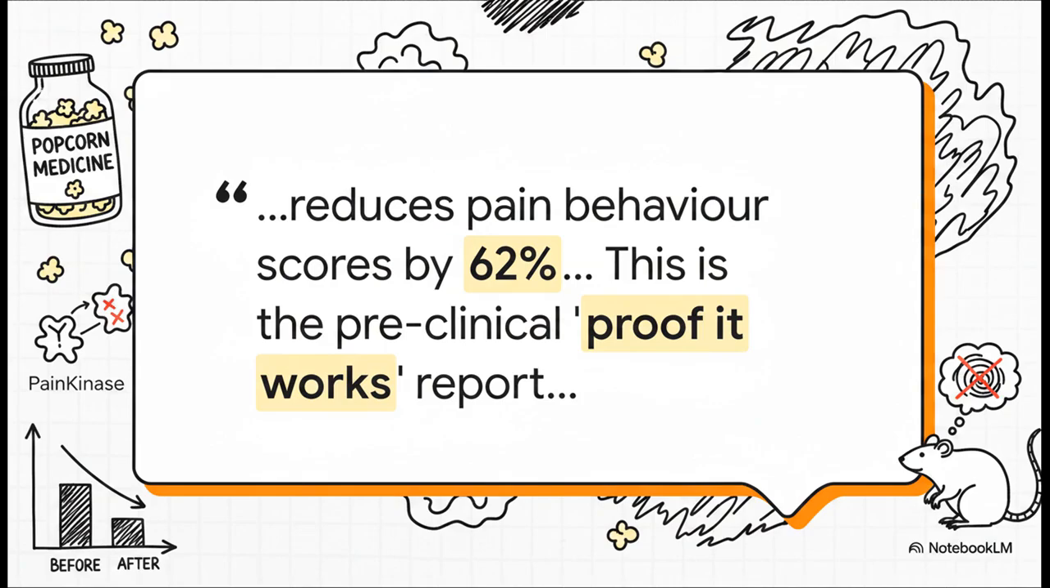Okay, let's make this real. Let's pretend we've made a new painkiller called popcorn medicine. Primary pharmacodynamics is where you show the proof in the pudding. You'd have a study showing, yep, our drug physically binds to its target, this enzyme we'll call pain kinase. But that's not enough. You also have to show it has a real effect, like actually reducing pain scores in rats. That is your preclinical proof that this thing works.